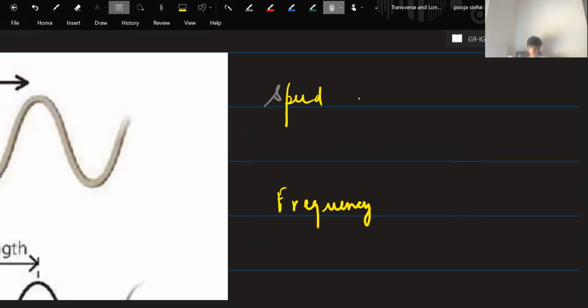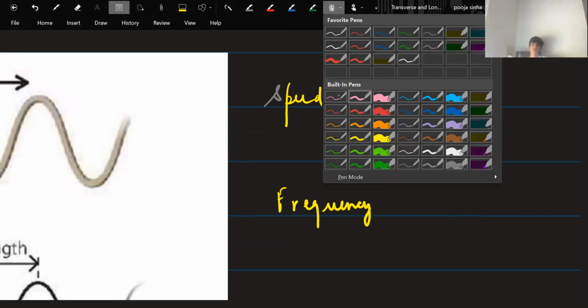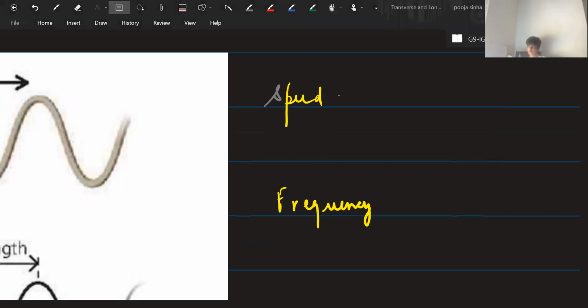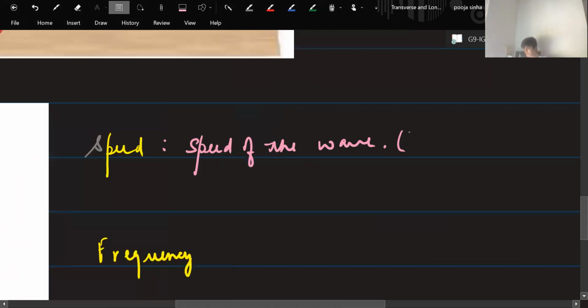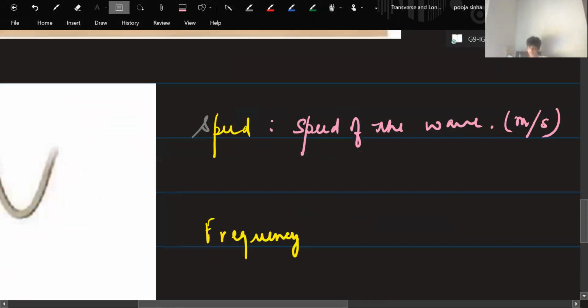So what is speed? How do you define it? Speed is the rate at which the wave covers distance in a particular amount of time. Simply said, it is the speed of the wave, at what speed it is moving. What is the unit for speed of the wave? Meters per second is the standard unit.